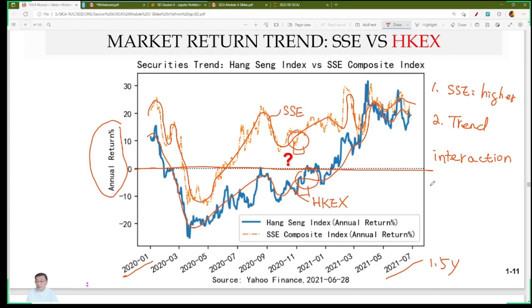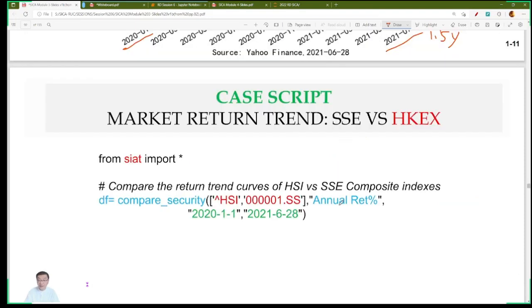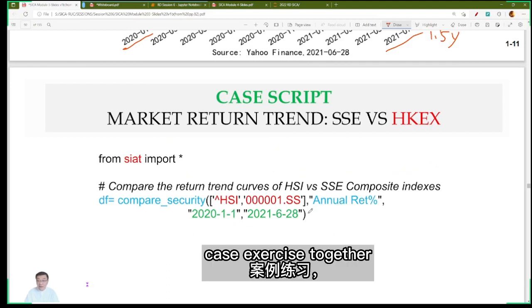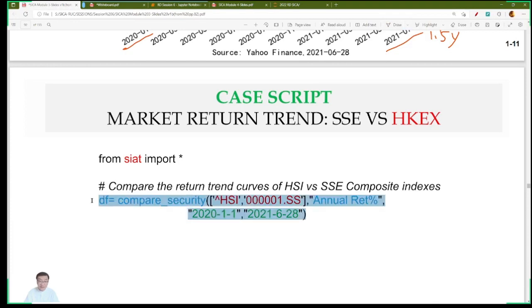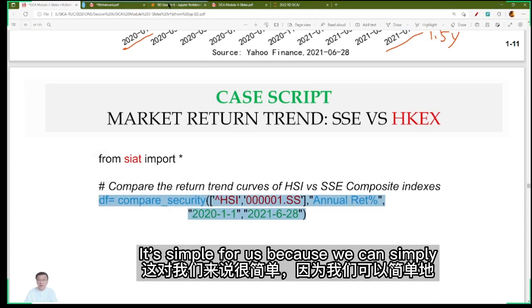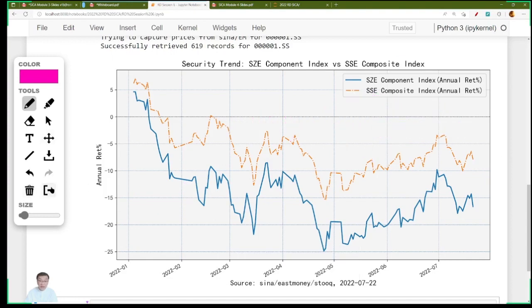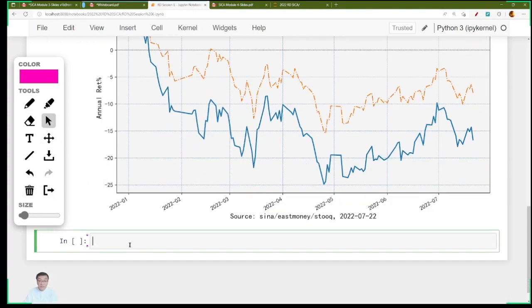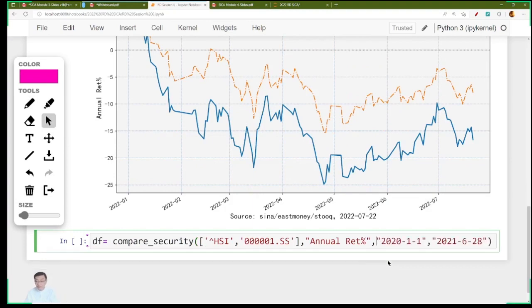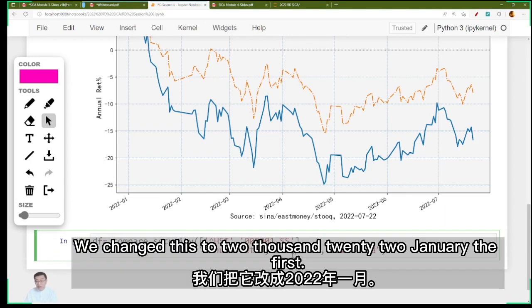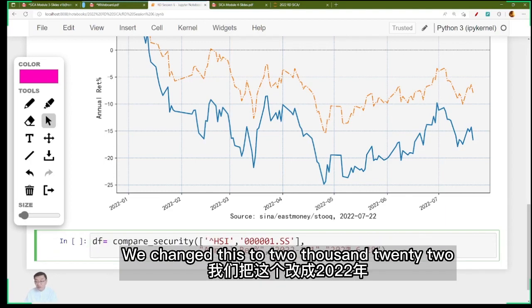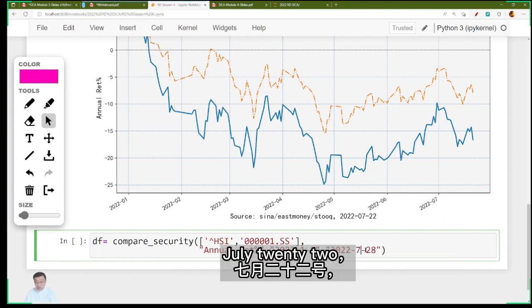What about the situation this year? Let's do a case exercise together and see what the situation is this year. It's simple for us because we can simply change the period. We change this to January the 1st, 2022. We change this to July 22, 2022, which is today.